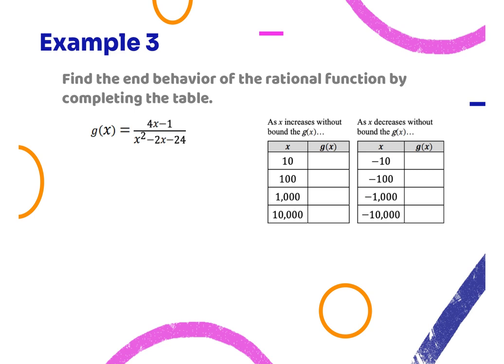All right, so now let's talk about how we would figure this out. How will we learn the behavior of our graph based on a chart like this? It says find the end behavior of the rational function by completing the table. So I've got my rational function, and it wants you to find these values. This is where your graphing utility comes in handy, because we have to plug that in.